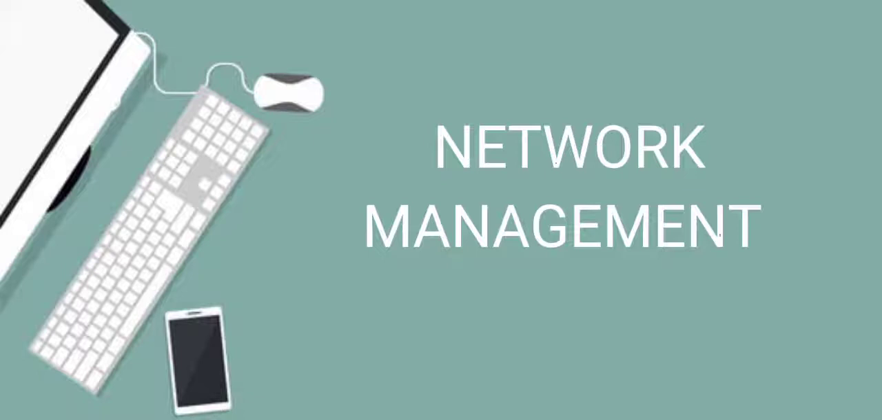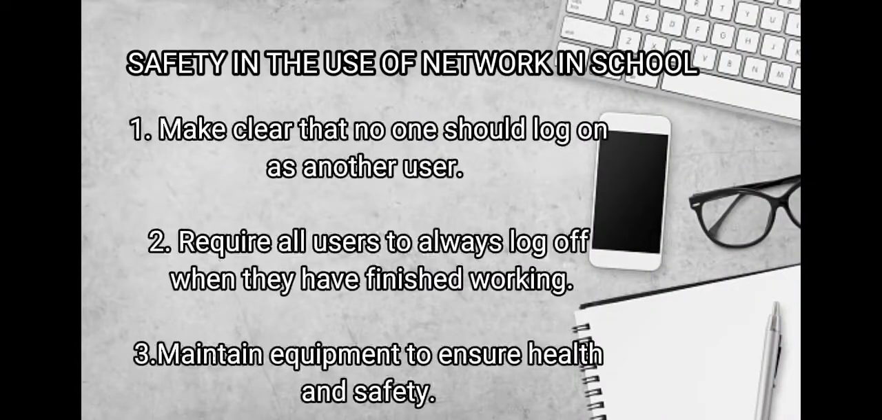So what are they? We have here safety in the use of network in schools. Second, password policy. Third, personal mobile phones and mobile devices. And the last one is cameras. So let's go first to safety in the use of network in school.